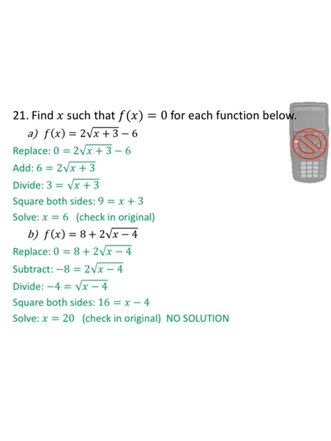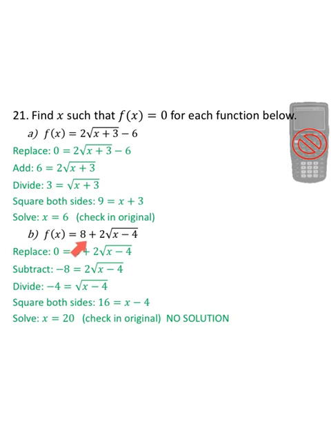Now I'm going to check this. 6 plus 3 is 9. The square root of 9 is 3. 3 times 2 is 6. 6 minus 6 is 0. It works out. Awesome. Let's try it again.